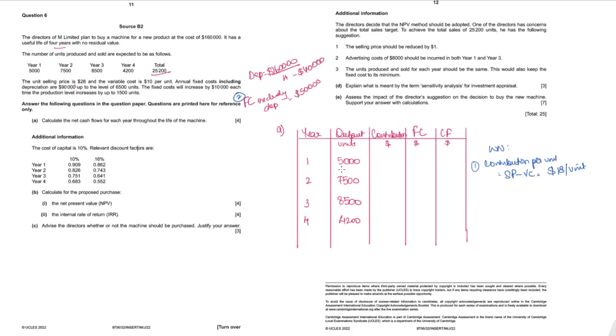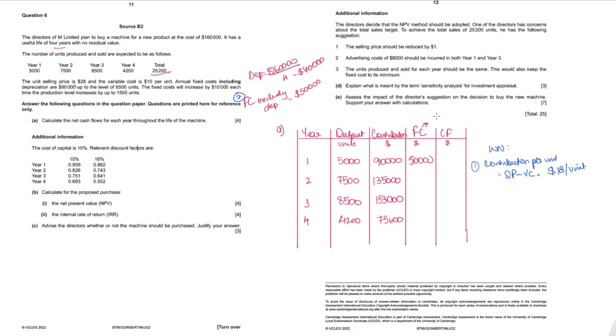Okay, contribution 5,000 into $18. We will have 90,000. 7,500 into $18. So we will have $135,000. Then 8,500 into 18. So $153,000. 4,200 into 18, $75,600. Okay, fixed cost for the first year is going to be 50,000 excluding depreciation.